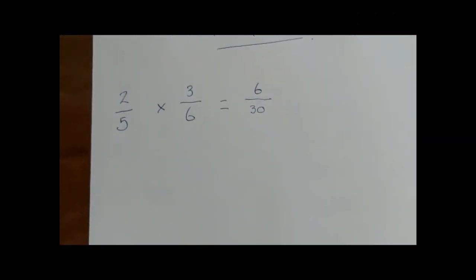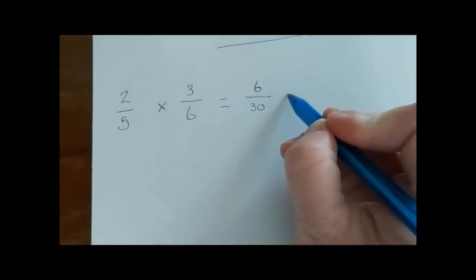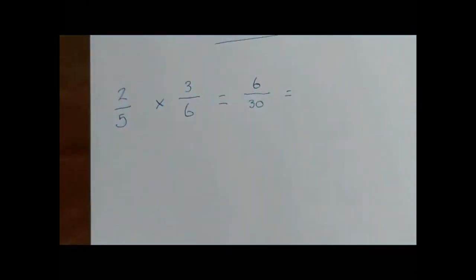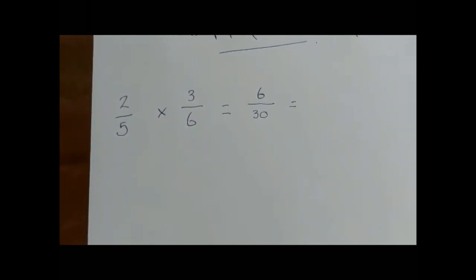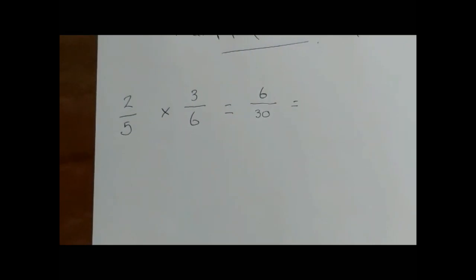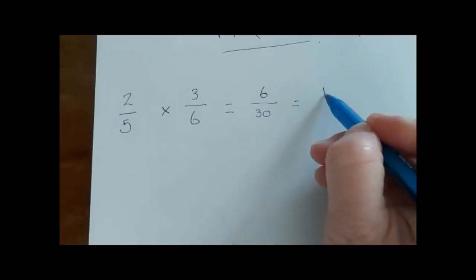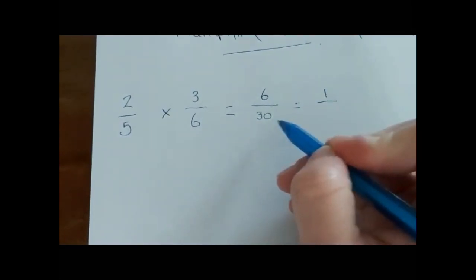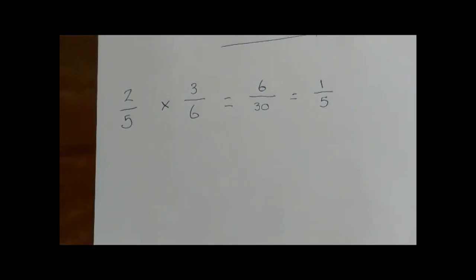Now, if you're feeling like you want to challenge yourself, you can then take your answer and simplify it into the most simple form. Remember, to do that, we need to think, what times table will we find 6 and 30 in? In this example, we will find 6 and 30 both in the 6 times table. So we could say, how many 6's are there in 6? There is 1. And how many 6's are there in 30? There are 5. So we could simplify that to 1/5.